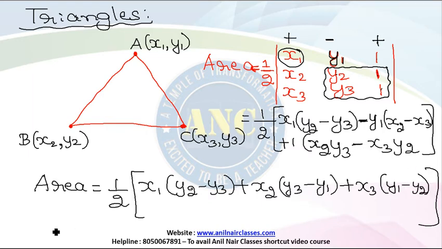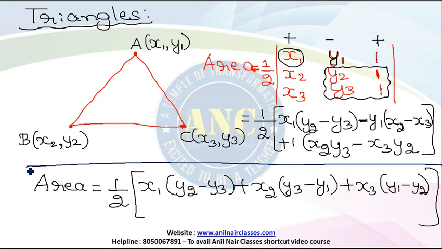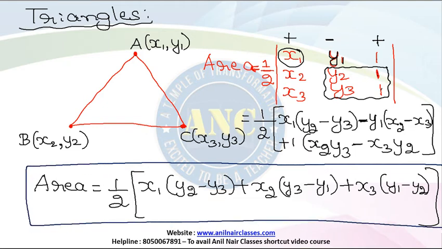In simple language, the area of the triangle with coordinates (x1, y1), (x2, y2), (x3, y3) is given by half into x1 times of (y2 minus y3) plus x2 times of (y3 minus y1) plus x3 times of (y1 minus y2). I believe that this is very clear for you people.